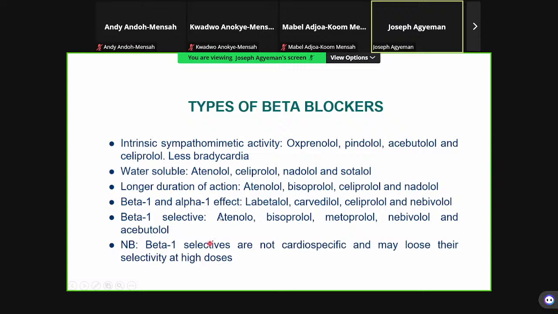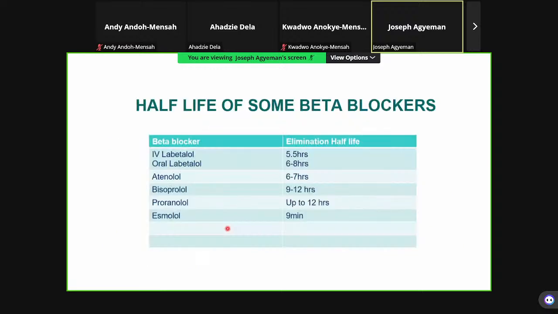So an agent like atenolol, maybe at 50 milligram or 25 milligram, may preferably block the beta-1 receptor. But if you are not lucky, at 100 milligram it may lose this selectivity and block beta-2 as well. Imagine using 100 milligram in an asthmatic patient because you think that it doesn't have beta-2 effect. It is cardio-selective. Before you realize, the person is having an asthmatic attack.